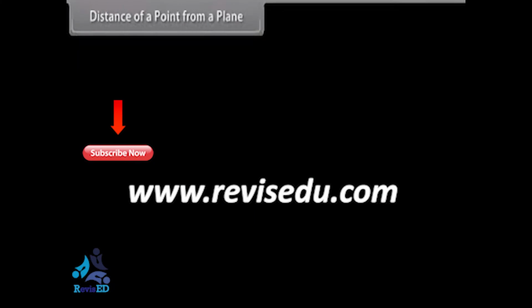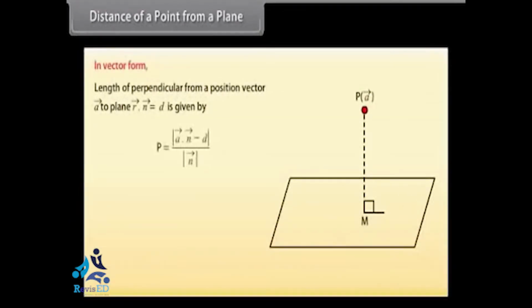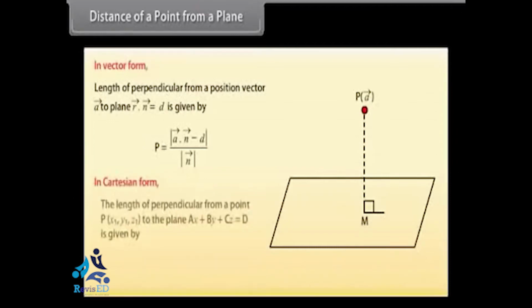Distance of a point from a plane. In vector form, the length of the perpendicular from a position vector A to the plane dot product of vector r and vector n equals d is given by the formula. In Cartesian form, the length of the perpendicular from a point P (x1, y1, z1) to the plane ax plus by plus cz equals d is given by the formula.